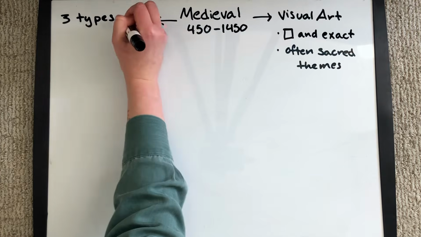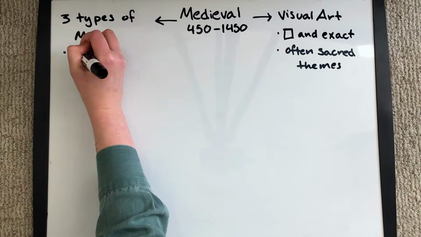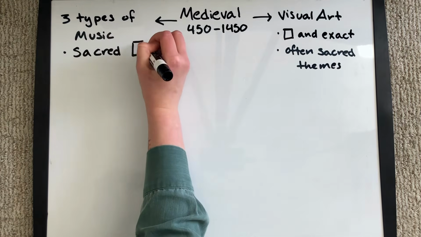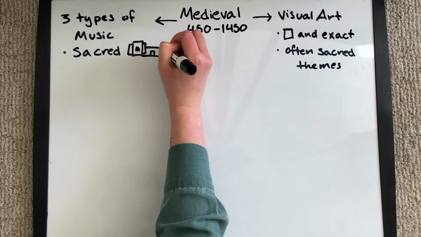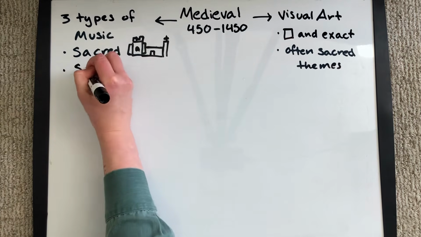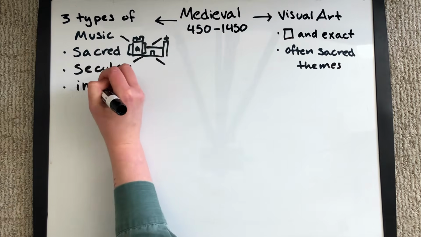There were three types of music in the medieval era: sacred music, which was any music that was a part of the church; secular music, which was not a part of the church; and instrumental music.